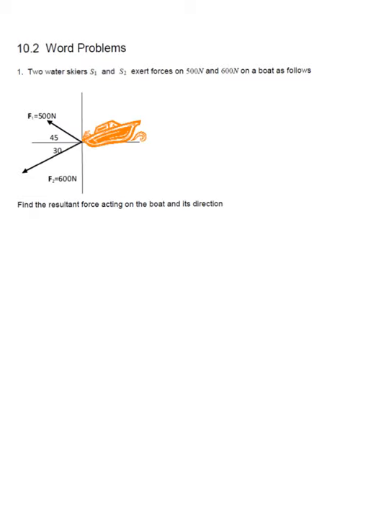Okay, here's a problem that I want to do involving two skiers behind a boat. And you have the ability to print this out as is in your notes. Two skiers, S1 and S2, exert forces of 500 newtons and 600 newtons on a boat as follows. Find the resultant force acting on the boat and its direction.